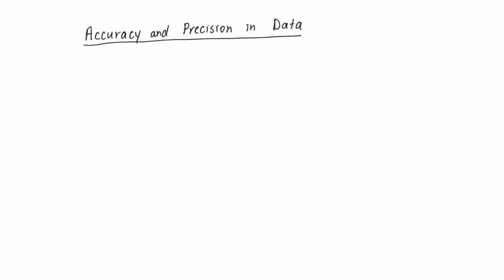Hello everyone! In this video we're going to look at accuracy and precision when it comes to scientific data. Now let's imagine that we're doing an experiment where we're going to measure the density of a sample of ethanol.